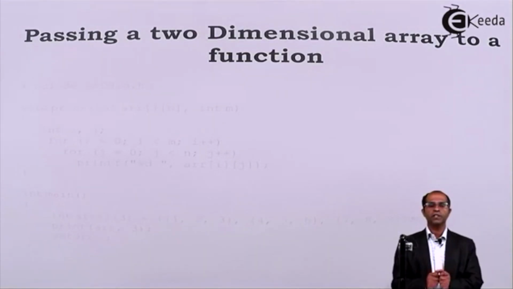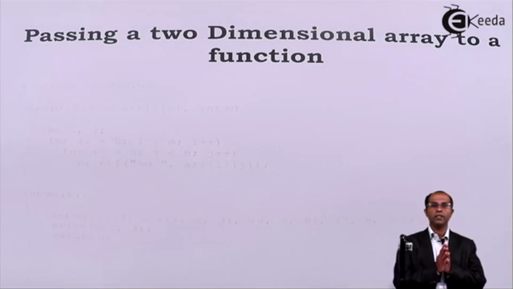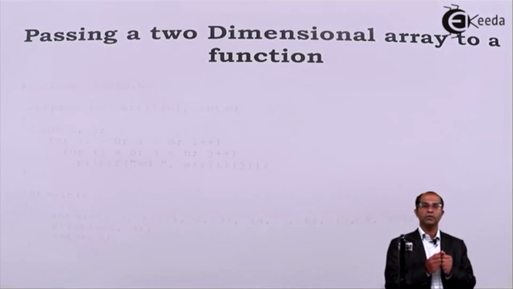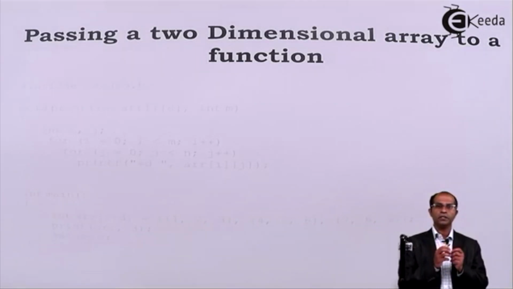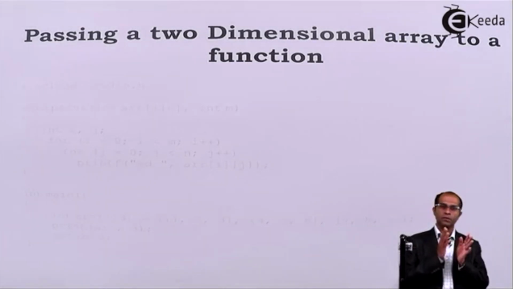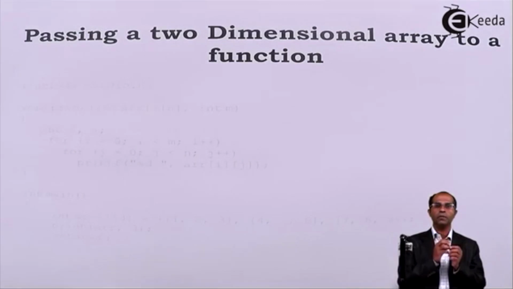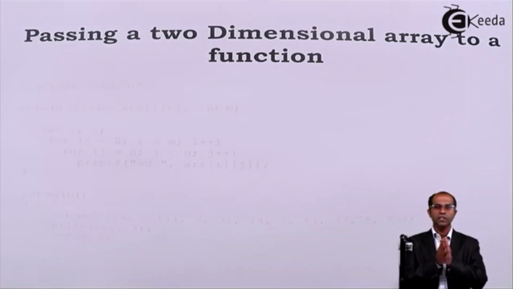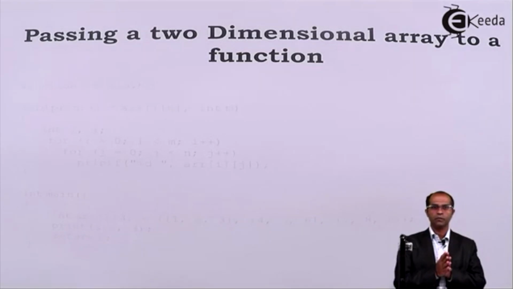Let us deal with the next bit of pointers, where I'll be using the concept of pointers to pass a two-dimensional array to a function. We have seen in the previous videos how exactly we use pointers to handle the concepts of arrays and how pointers will help us to pass an entire array as a parameter to a function and manipulate the data within the function so that they can be used within the function as well as in the main.